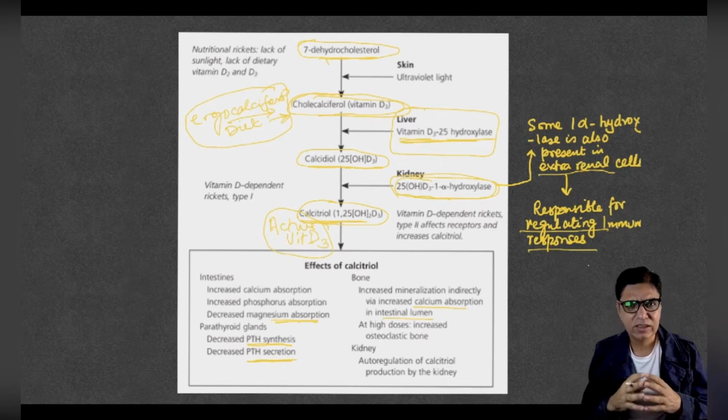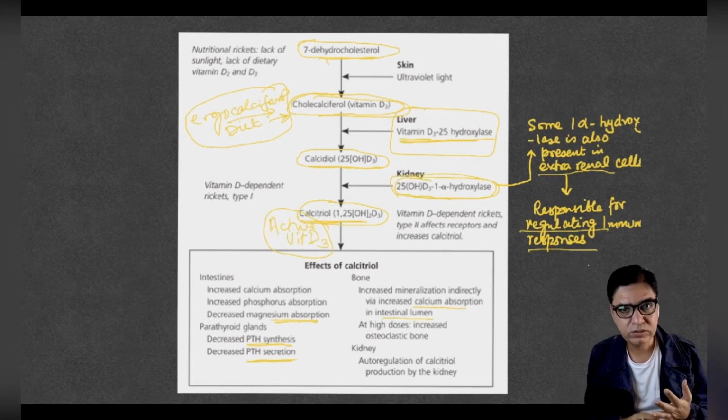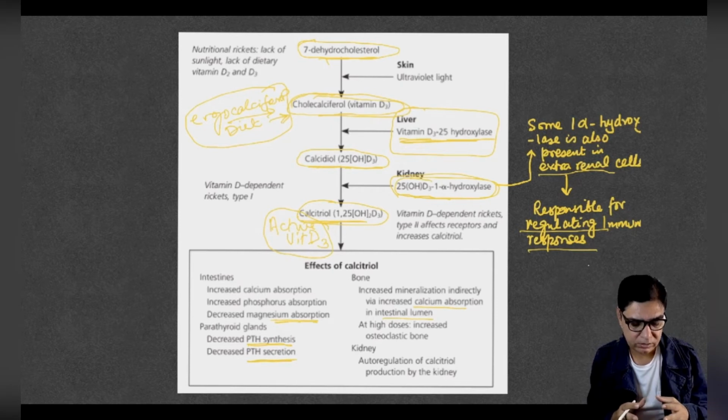So in a nutshell, just to summarize, you have 7-dehydrocholesterol in the skin, which is converted by sunlight to vitamin D3, cholecalciferol, and then that is hydroxylated at position 25 in the liver, and then 1 hydroxylation in the kidney forms calcitriol, which is the active form of vitamin D. This active form is mainly responsible for regulating your parathyroid hormone, as well as absorbing calcium and phosphate from the intestine. So if you have less calcitriol, then even if you are taking a good calcium and phosphate diet, it would not be absorbed from the intestines.